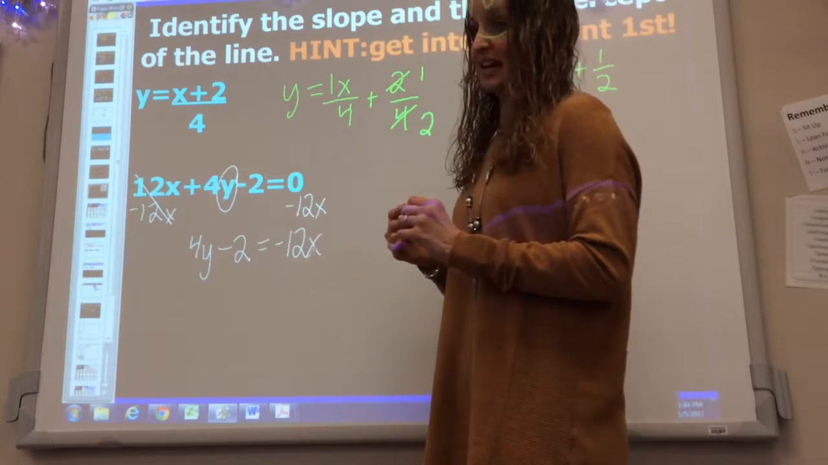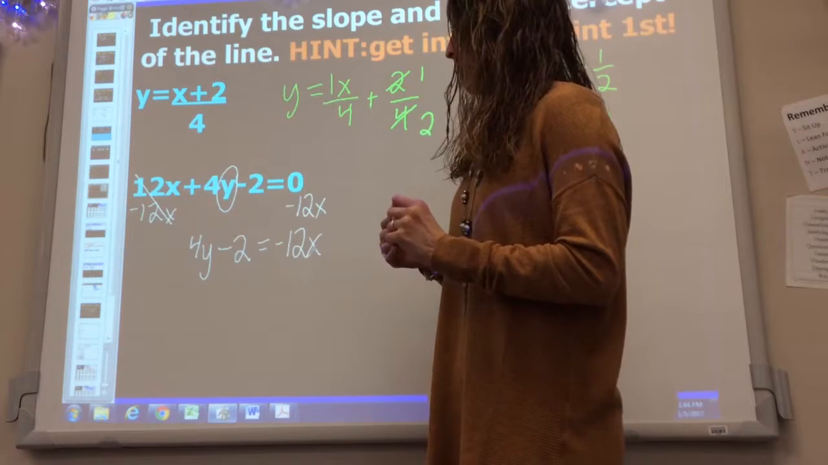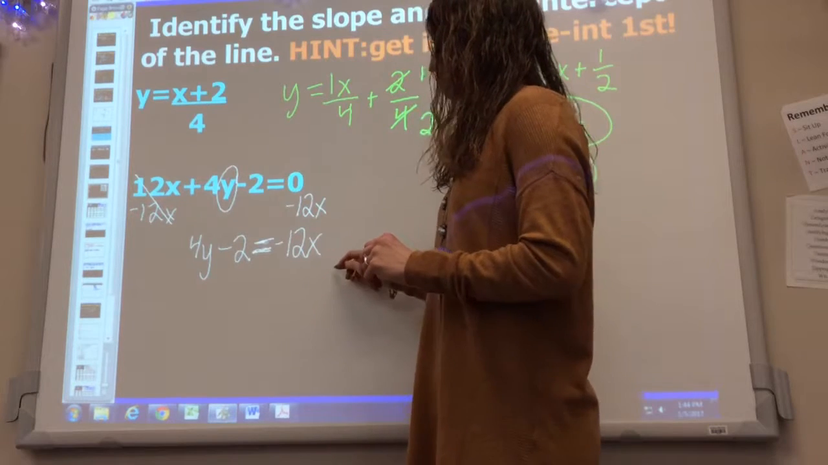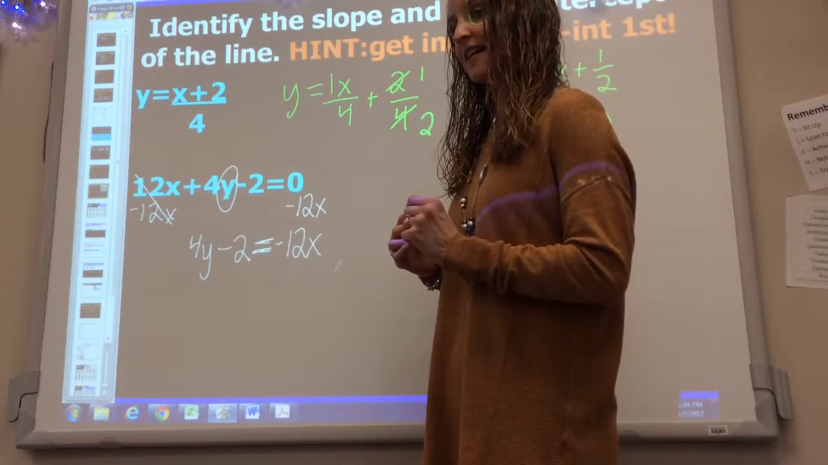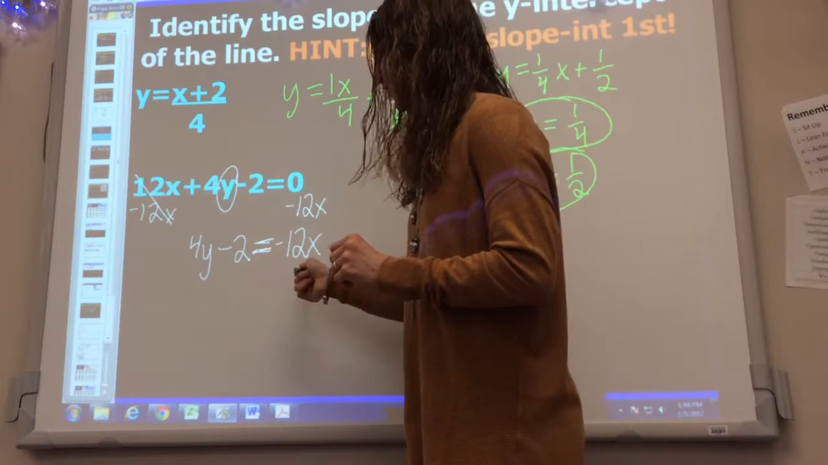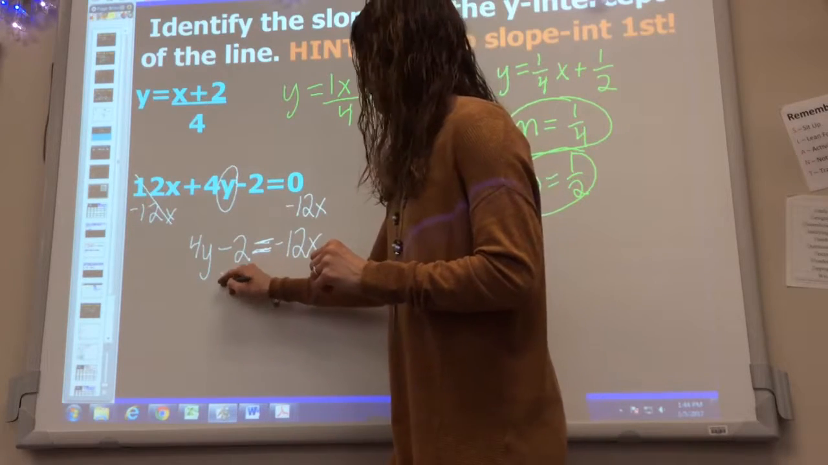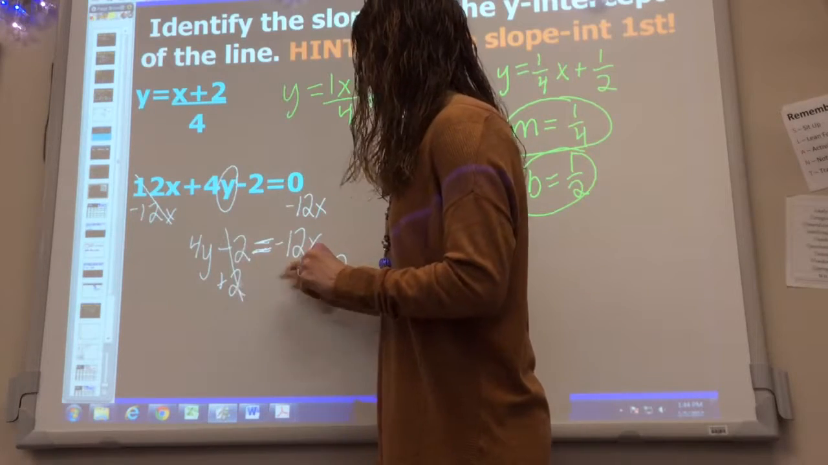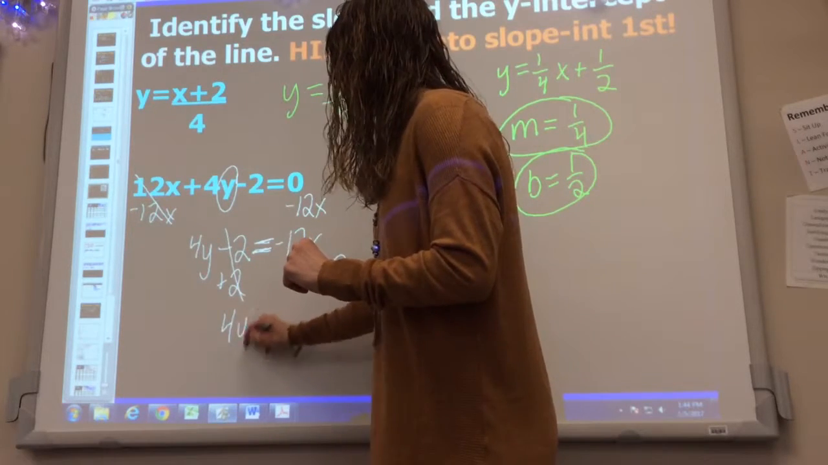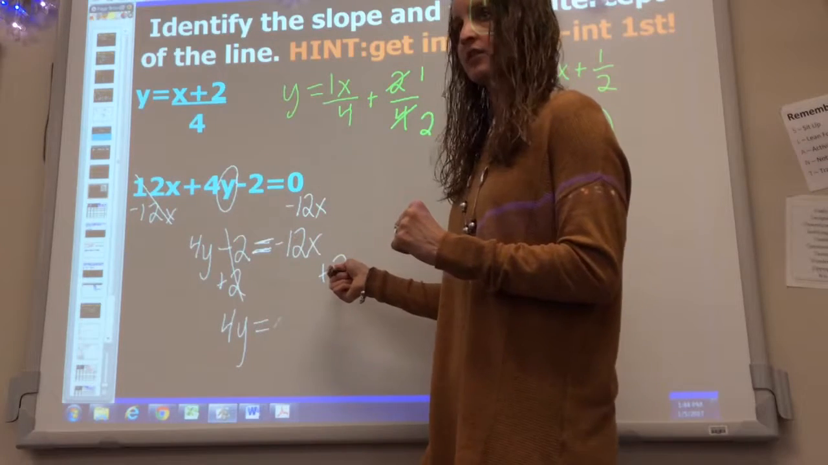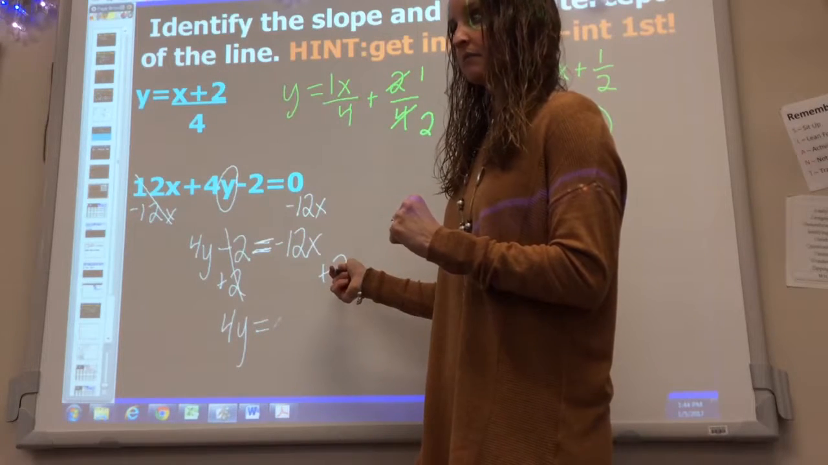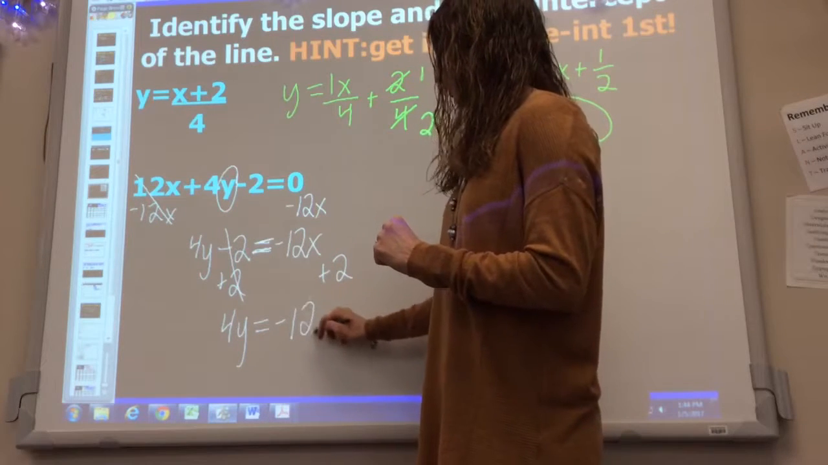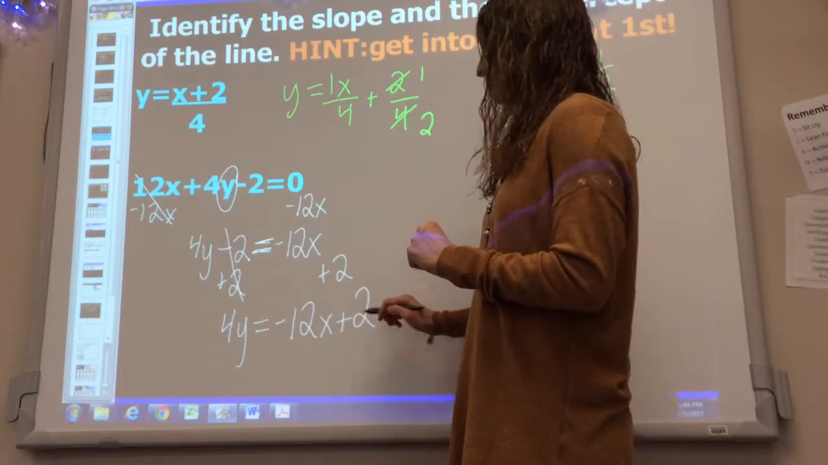What do we have to move next? The 2. Very good. How do we bring it over here? Add it. That's awesome. You guys are doing so great. And so I like that you know inverses, we have to add 2. Are 12x and 2 like terms? Can we combine them? No, wait, never mind. One has an x, right? One does not. So we just keep them separate.